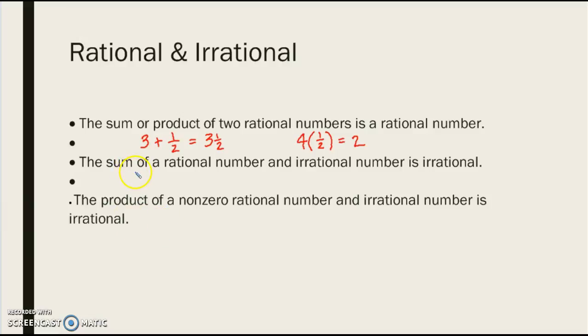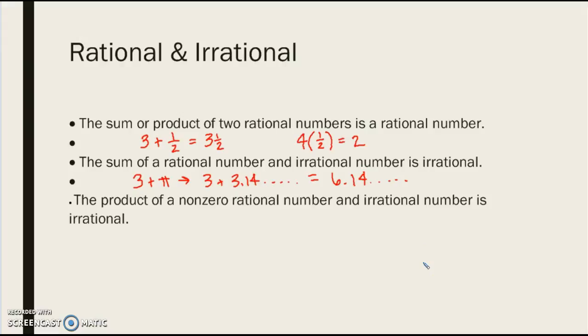Also, the sum of a rational number and an irrational number is irrational. So if I were to add 3 and pi, 3 plus 3.14159 and on and on, is going to give me 6.1415 and so on. So that irrational number kind of messes up making it a rational.